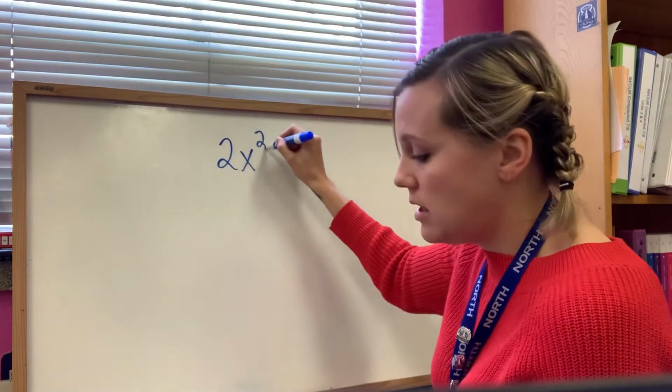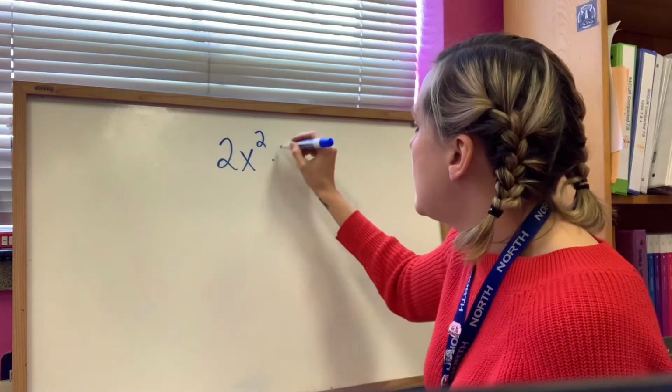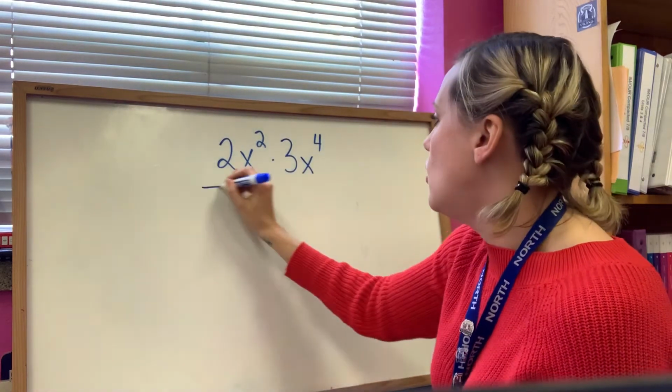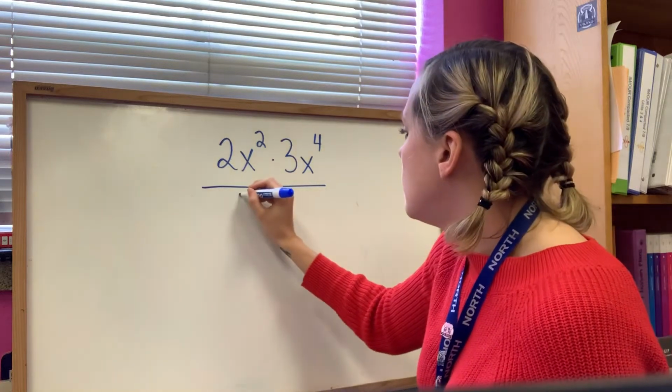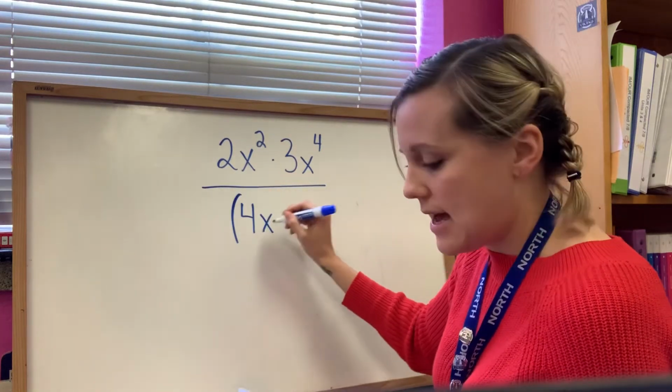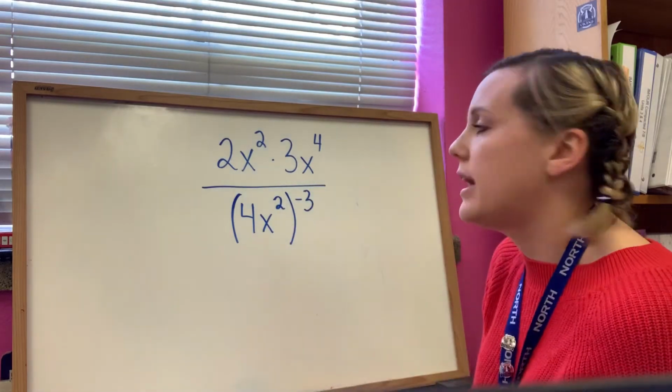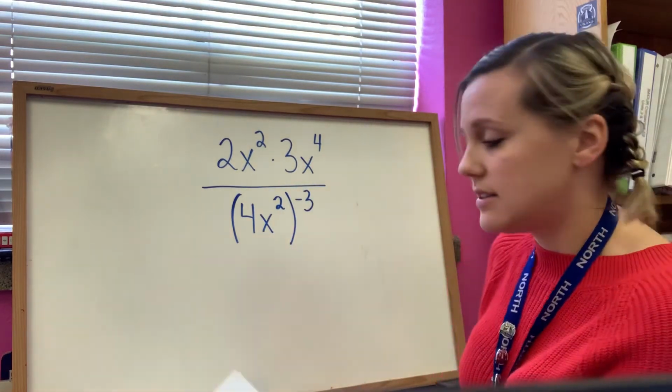Okay, let's do 2x squared times 3x to the 4th over 4x squared to the negative 3rd power. Okay, go ahead and pause the video and try this.